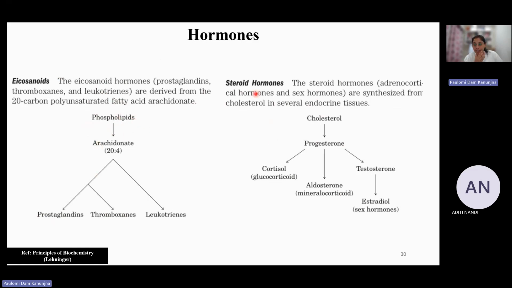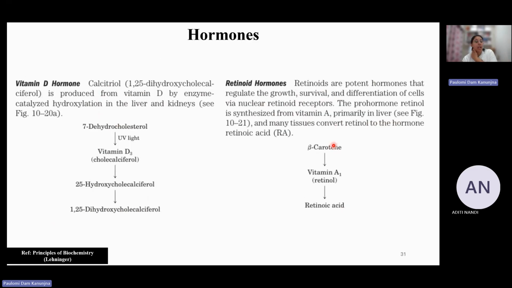Next, you have steroids. We have established this already. This is from cholesterol via the first intermediate, pregnenolone, which also leads to progesterone. Okay. Then vitamin D, which is made from 7-dehydrocholesterol, right?